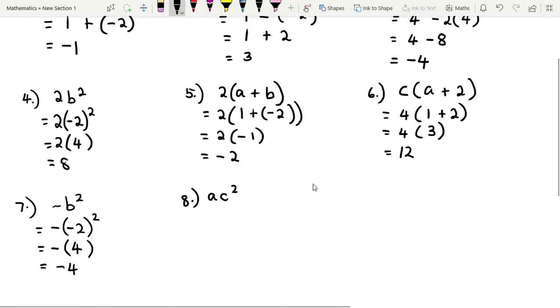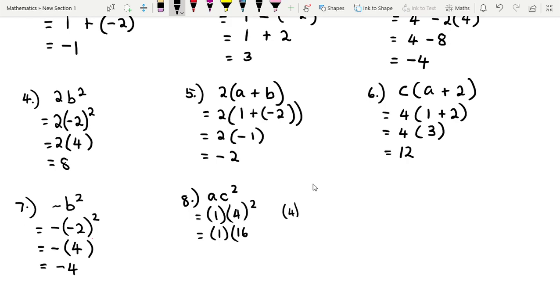So the value of a is 1. So here we're going to go 1. And the value of c is 4. So that's 4 squared. We're going to do the 4 squared first. So we're going to go 4 times 4. What's 4 times 4? 16. So remember that this means 4 times 4. You're basically multiplying it by itself, and that will give you the 16. And 1 times 16 is 16. Okay. Let's do the next one, number 9.